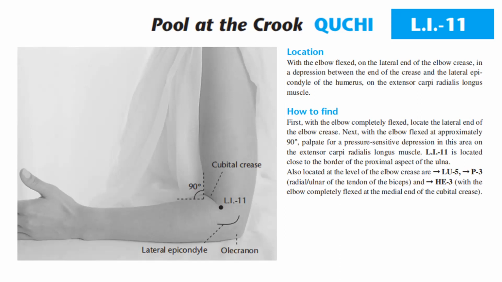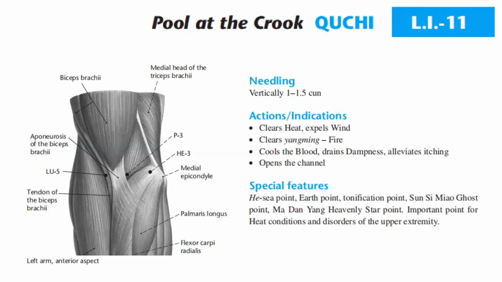Also located at the level of the elbow crease are lung 5, radial of the tendon of the biceps, and pericardium 3, with the elbow completely flexed at the medial end of the cubital crease. Needling: vertically 1 to 1.5 cun.